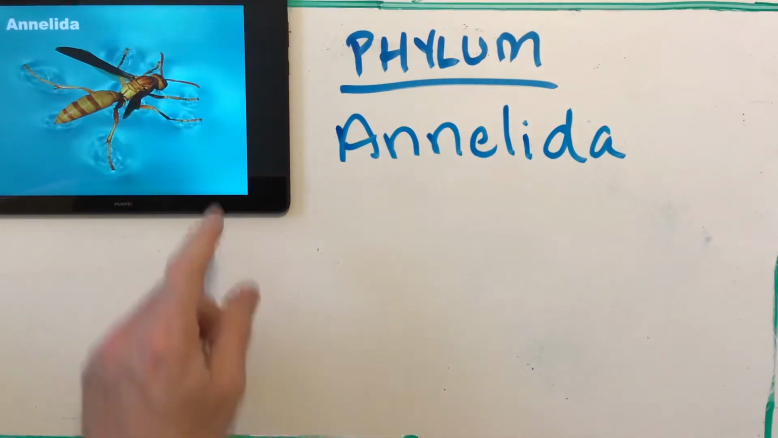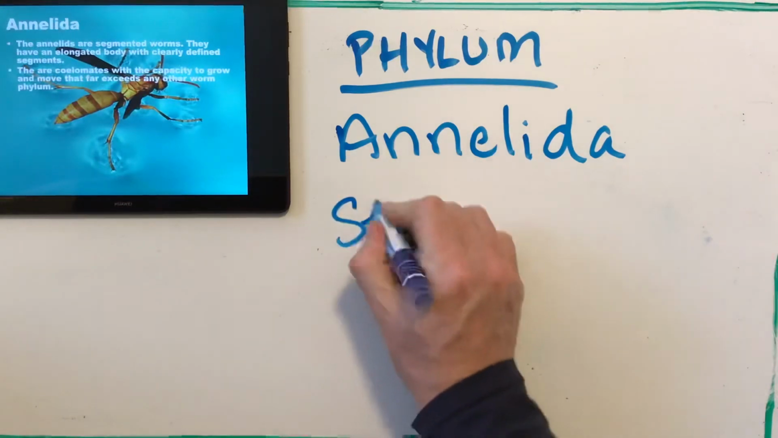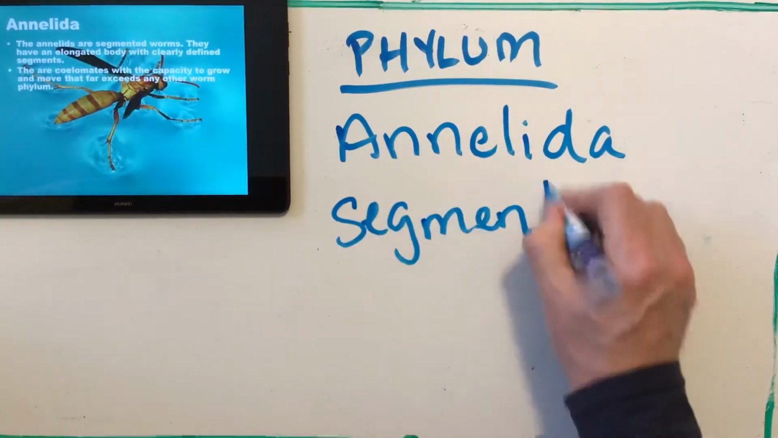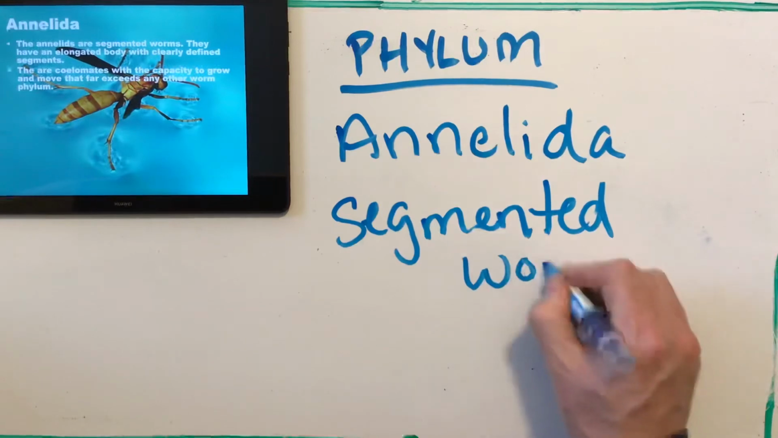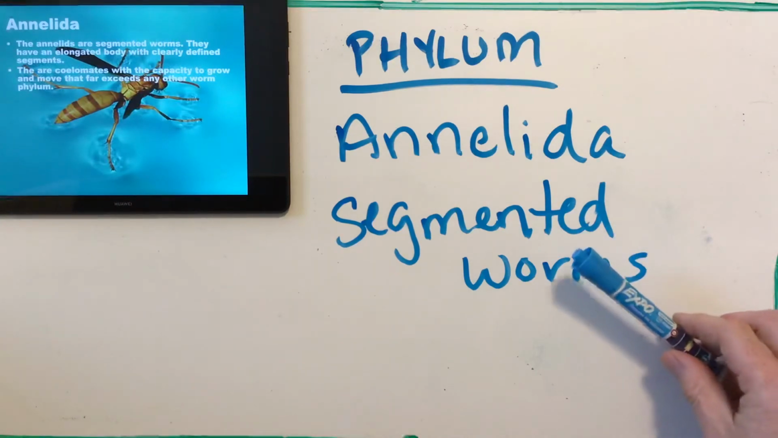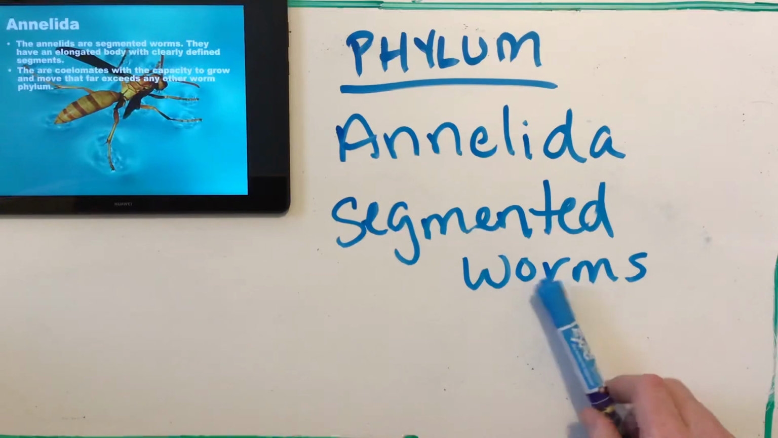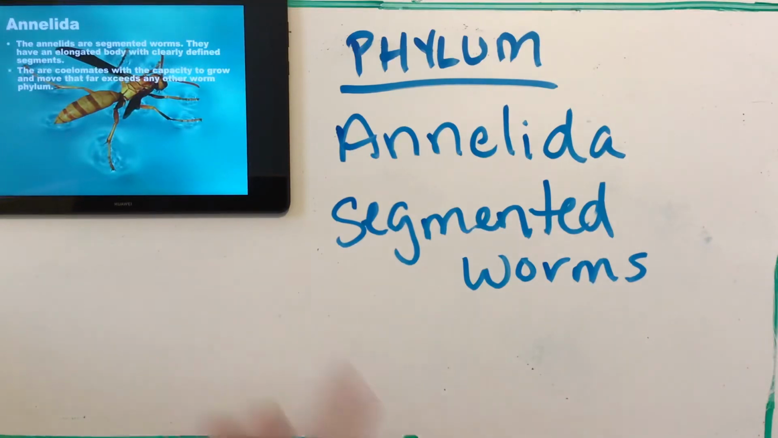Annelida are your segmented worms. These are like the worms you go fishing with. Night crawlers are segmented worms. So you had flatworms, roundworms, and segmented worms. I know an earthworm is round, but the roundworms and nematodes are smooth. These ones have segments. Don't worry about coelomates.